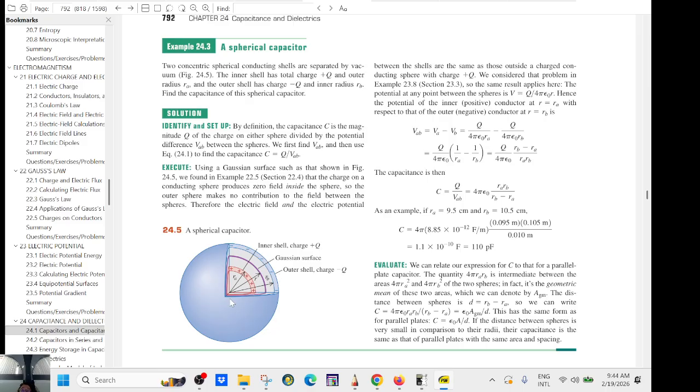Okay, and you have the electric field. So how do we find the voltage? We need to find the voltage to be able to find the capacitance. And you do that because you know the electric field. And how do we know the electric field? We know it because of Gauss' law.